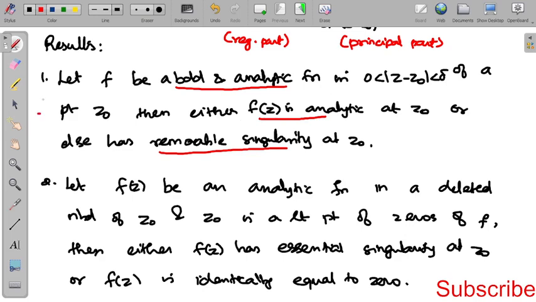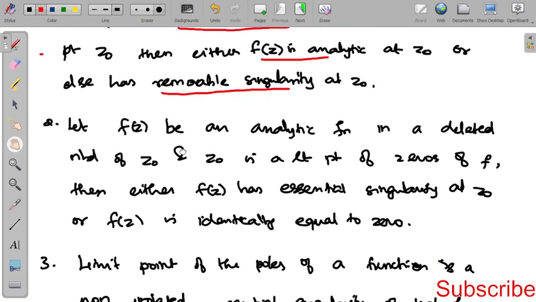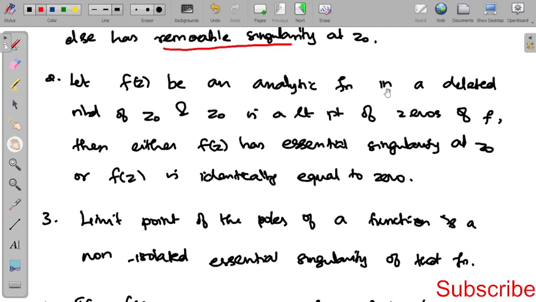The second result: if f of z is an analytic function in a deleted neighborhood of z naught and z naught is a limit point of zeros, then we can say that f of z has an essential singularity or f of z is identically equal to 0. So the condition is f of z is an analytic function and z naught is a limit point of the zeros, then it is an essential singularity or f of z is identically 0. While studying, you can refer to the first result and the second result and see the similarity.